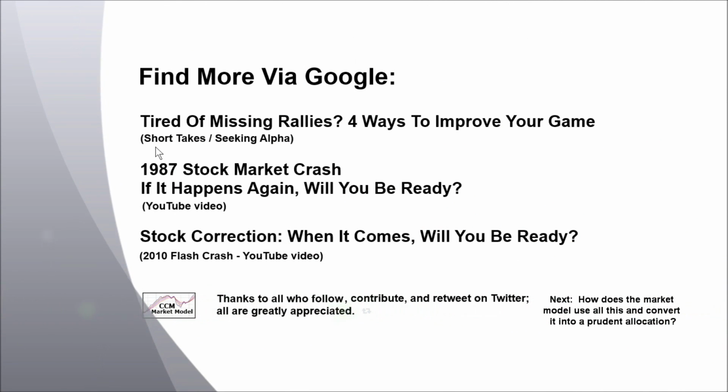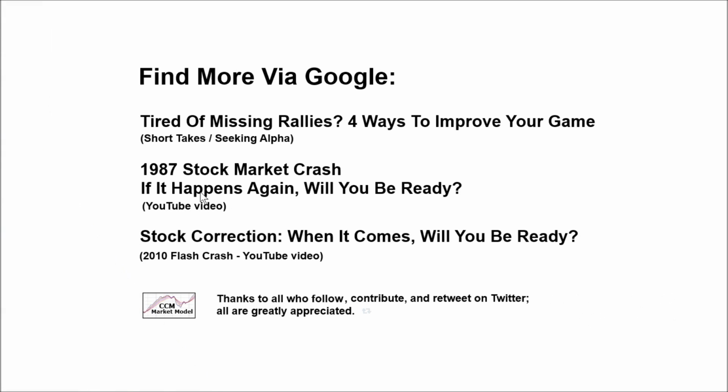This is a Short Takes, which is our blog, or a Seeking Alpha post that talks about if-then systems. How do you convert the zeros and ones into a usable and allocation-driven format? Common objections are your model never would have handled something like 1987. Well, we have a video that covers the moving averages in 1987. You can find it by Googling this title.